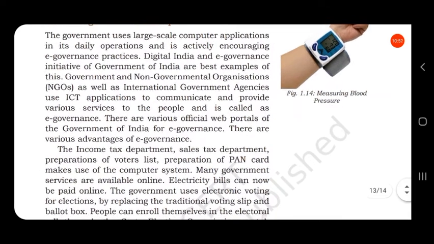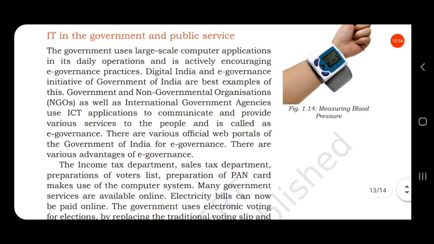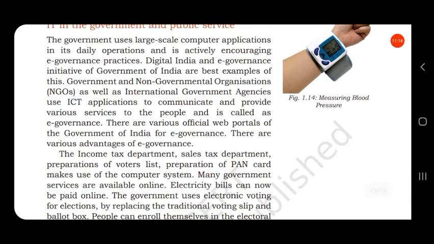Now, the government uses large-scale computer applications in its daily operations and is actively encouraging e-governance practices. That is, e-governance means the services provided by government with the help of computers. Digital India and e-governance initiative of Government of India are best examples of this.